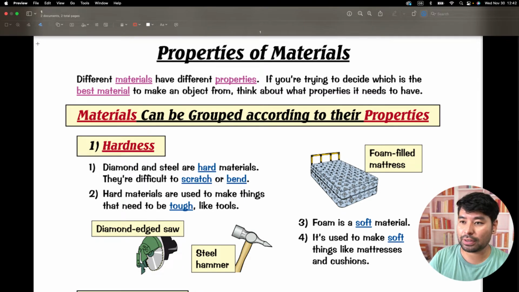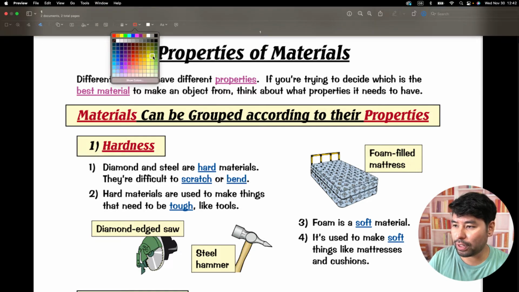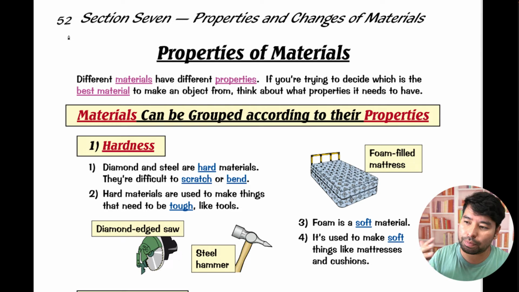Let's begin this activity. Okay, so I'm gonna change my color to green today because purple, pink, and red are the colors that they use very often, and I want to use a different color to make it better. Anyway, so let's go. 52, section 7, properties and chains of materials.